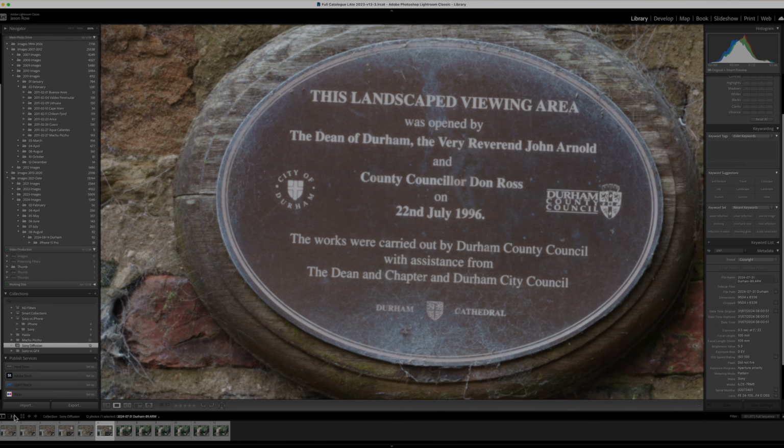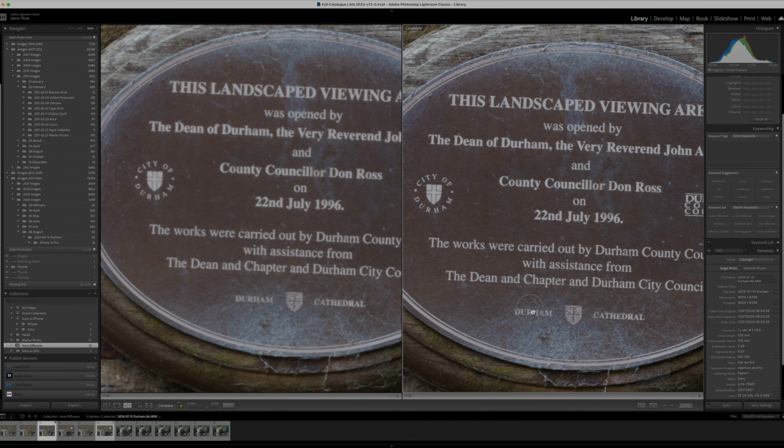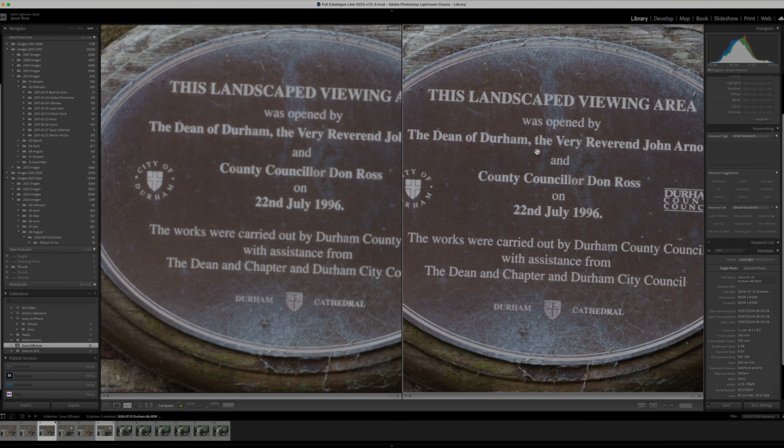Let's go back and let's take f8, which was a sweet spot, and we'll compare it to f22 side by side. And you've got f22 on the left here and f8 on the right here, you can see there's really a significant difference. That's a very, very good demonstration of the effect of diffraction on your images, particularly at smaller apertures.